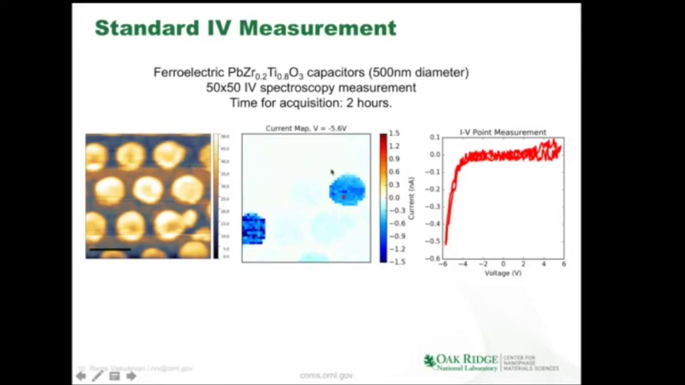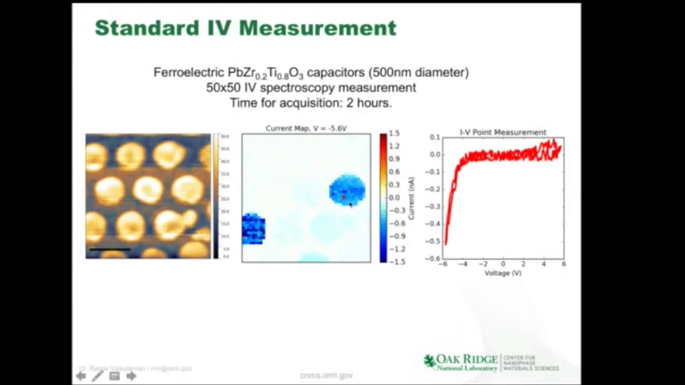On the right-hand side, or on the middle image, sorry, is the current map, which is basically the result of our standard IV curve acquisition at a particular voltage. So this is a voltage slice. What's interesting to note here is that the vast majority of the sample doesn't have much conduction, which is why it's mostly white. But you see that a couple of the capacitors actually have slightly more conduction than the others, which means that these are more leaky, or they have higher levels of conduction than the other capacitors, presumably because of different amounts of defects within them.